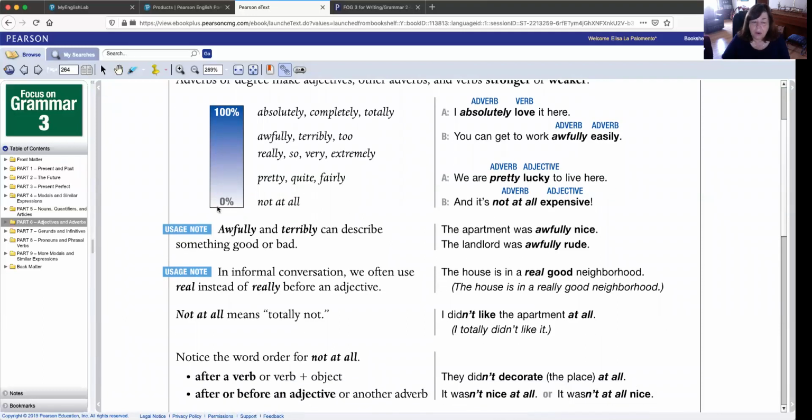And not at all, which is 0%. And it's not at all expensive. So it's not expensive in any way, 0%, not at all, okay?